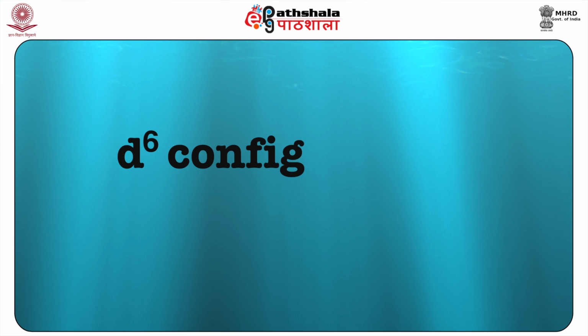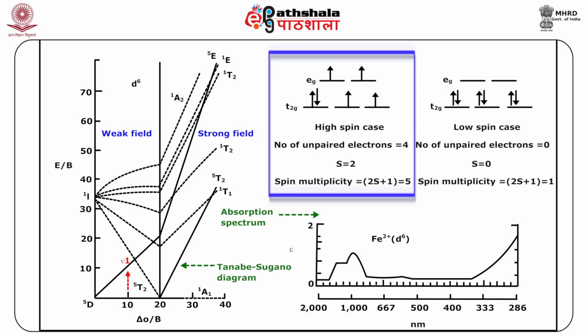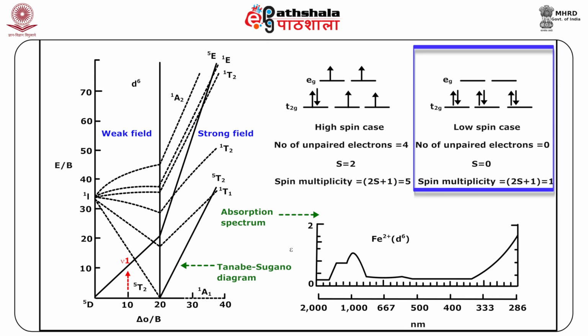Now we are going to discuss the d6 configuration. The d6 configuration again has two sets of electronic filling depending upon the field applied. In case of a weak field, there are 4 unpaired electrons leading to a spin multiplicity of 5. When the field applied is strong, the number of unpaired electrons is 0, leading to a symmetric field with a spin multiplicity value of 1.